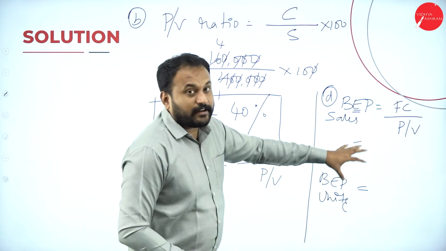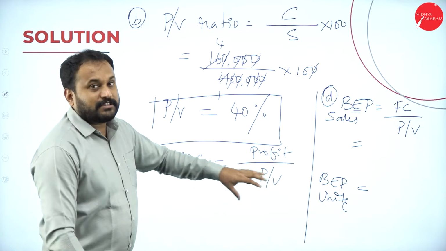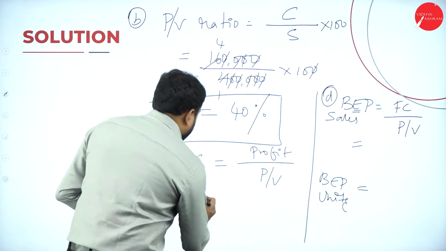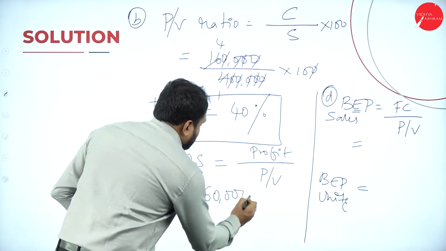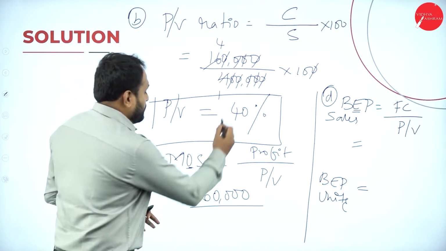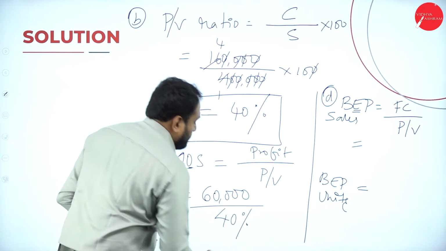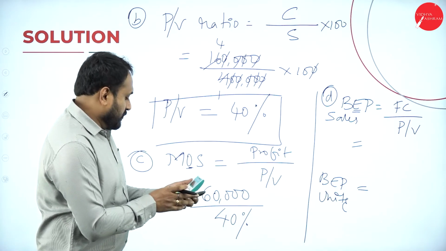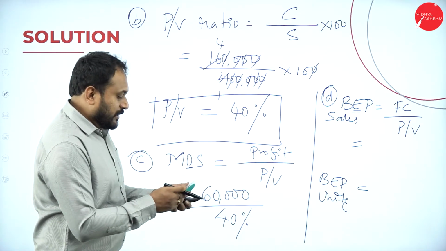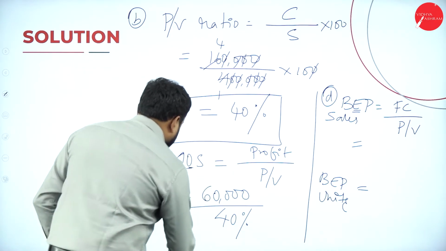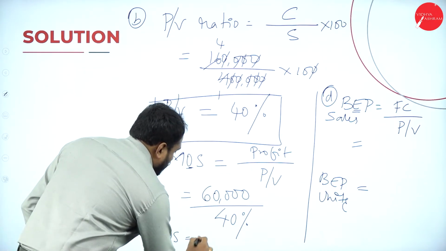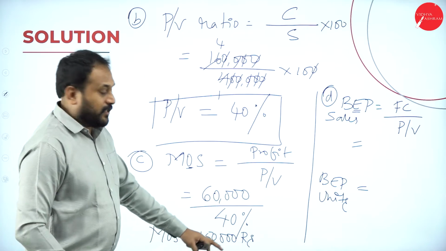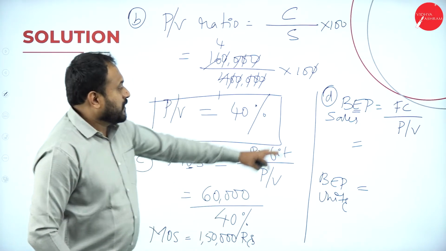Now these things you are supposed to calculate very fast. Now MOS, profit by PV. What is the profit in the marginal statement? We have profit 60,000. So here I'll write 60,000 divided by what is my PV? PV is 40%, right? So take your calci, 60,000 divided by 40%. So it is 1,50,000. So MOS is 1,50,000 rupees. Don't forget to write the word rupees here. Done.